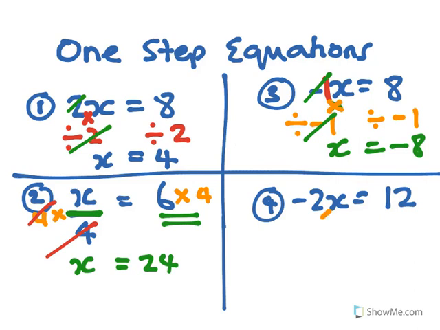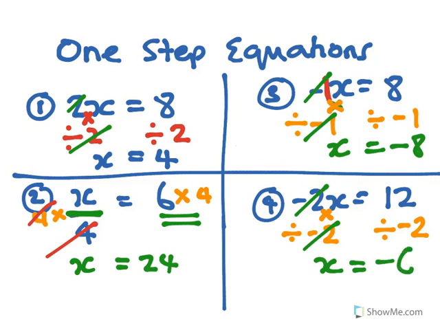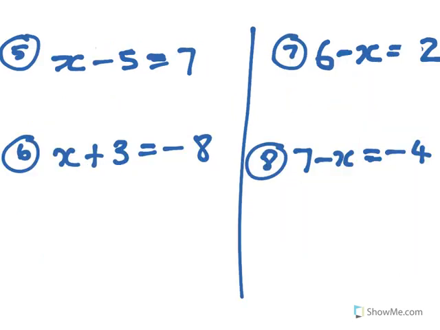Okay, minus 2x, so that's a times there. Opposite to timesing by minus 2 is divide by minus 2. What you do to one side, you do to the other. Minus 2 divided by minus 2, that disappears. 12 divided by minus 2 is minus 6.